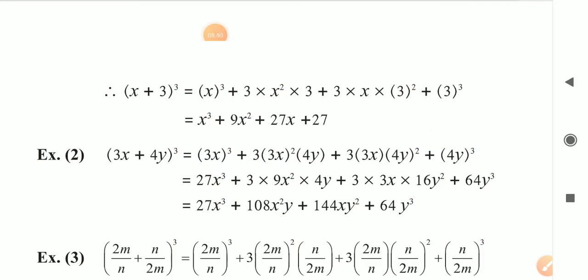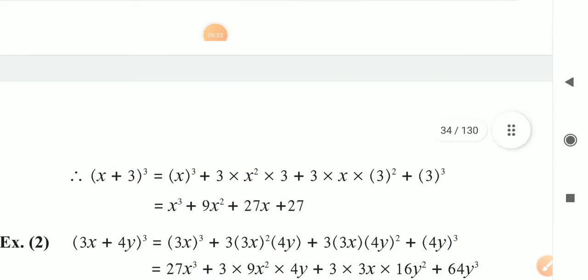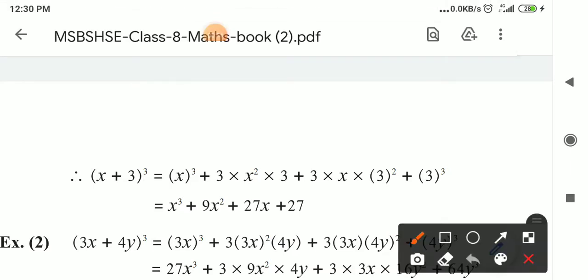I think I made one mistake here in the example. Here I wrote 18. Actually 3 square is 9, and 9 3s are 27. By mistake I said that, sorry, just correct it. So its expansion is: first term cube, x cube, then these 3s multiplied, 3 3s are 9x square, 3 square is 9, and 9 3s are 27, so 27x, and plus 27. Sorry for that mistake.